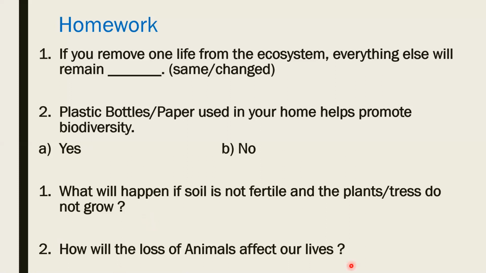Your last question, fourth question is, how will the loss of animals affect our lives? Again, here we saw how if we remove one life, that means if we remove plants or animals like that. But this question is very specific. If we don't have animals in our ecosystem, if we don't have animals in our biodiversity, how will it affect our lives? Again, think and write. These are the four questions. Pause the video, write all the four questions.